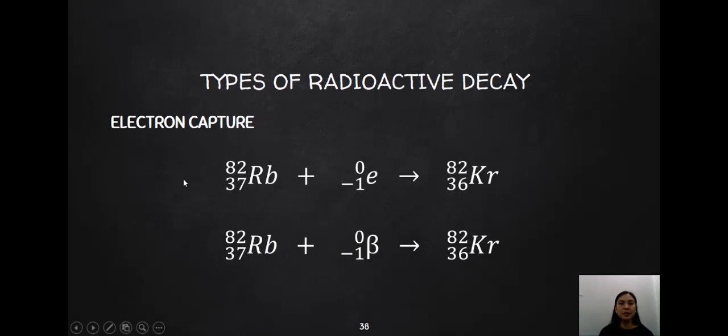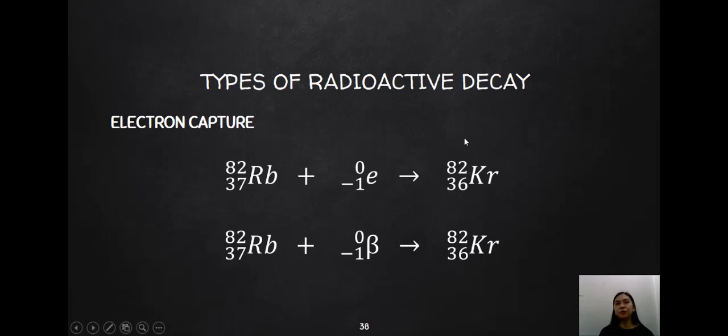So you have here an example of an electron capture equation. You have your rubidium-82, which undergoes electron capture, and an electron or a beta particle contains a negative sign, which in turn will give out this element, such that 37 plus a negative 1 is 36, 82 plus 0 is 82. So you have your krypton-82.